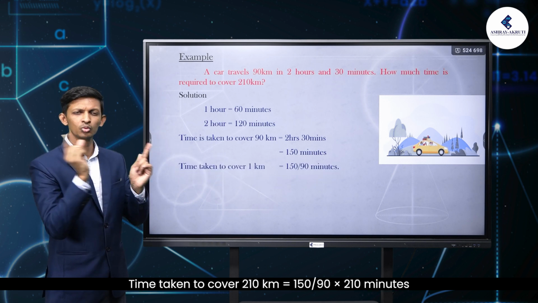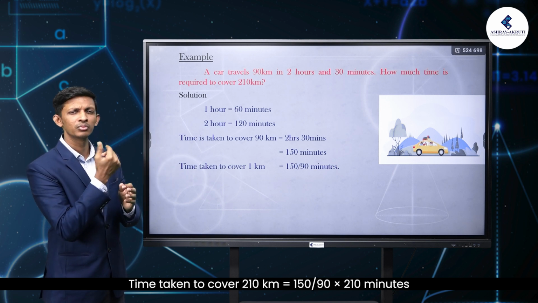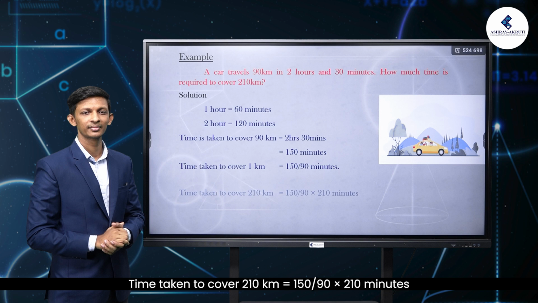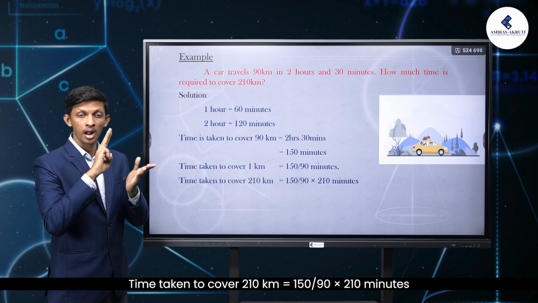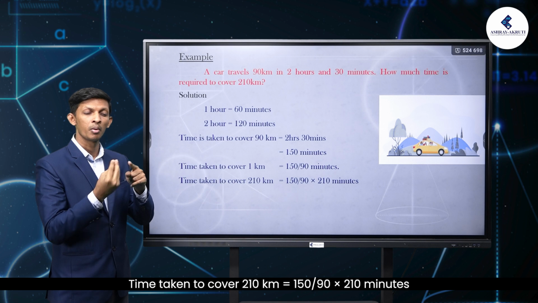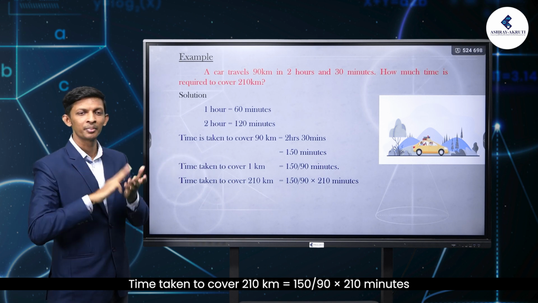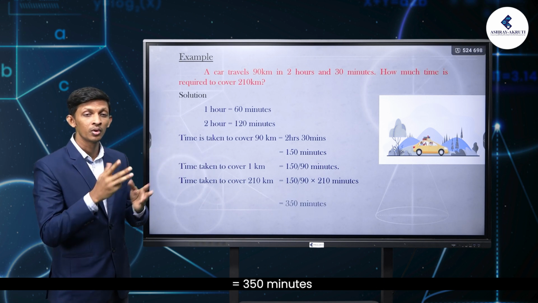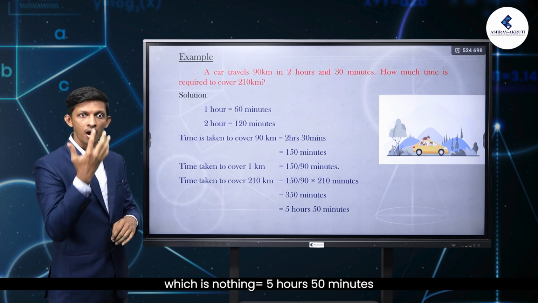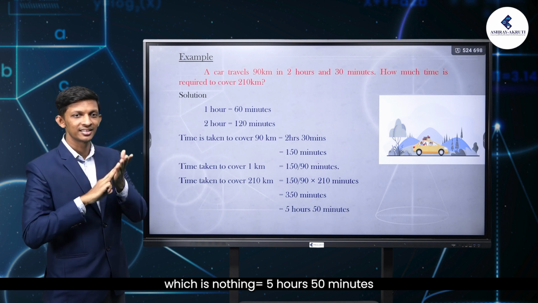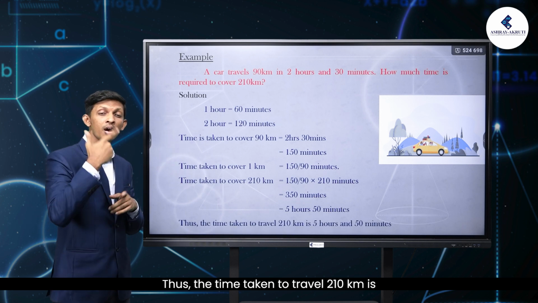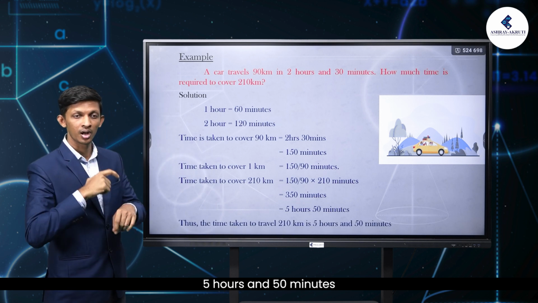Time taken to cover 1 kilometer is equal to 150 by 90 minutes. Time taken to cover 210 km is equal to 150 by 90 into 210 minutes, which is equal to 350 minutes, which is nothing but 5 hours 50 minutes. Thus, the time taken to travel 210 km is 5 hours and 50 minutes.